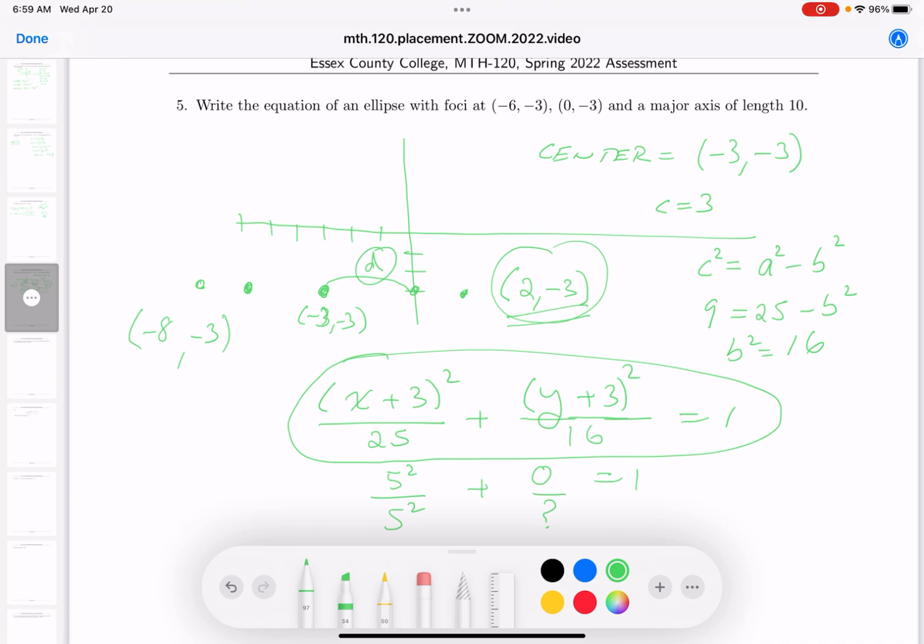All right, let's see if we've answered the question. I'll read it to you: write an equation of the ellipse. I just did that. There's no reason to simplify that, but that is the equation of the ellipse: (x + 3) squared over 25 plus (y + 3) squared over 16 is equal to the number 1. All right, that's number 5.